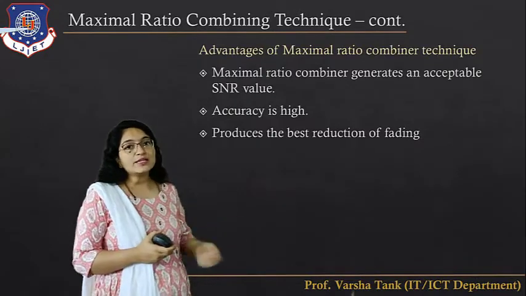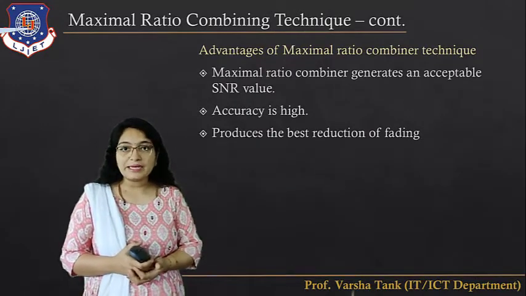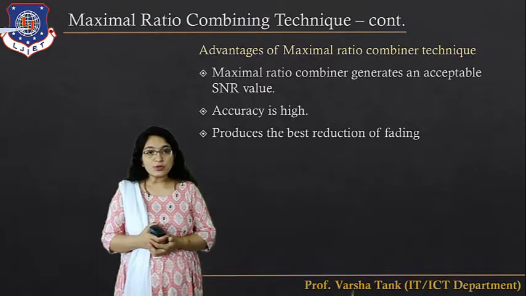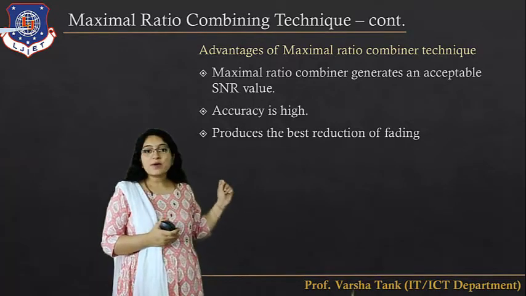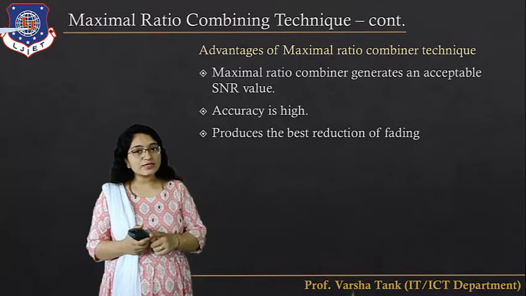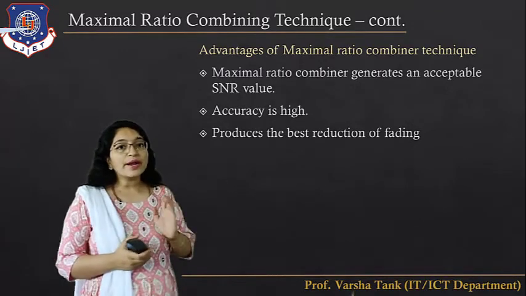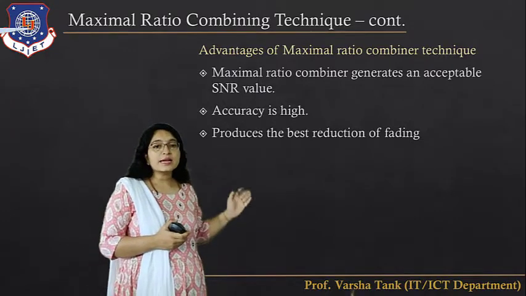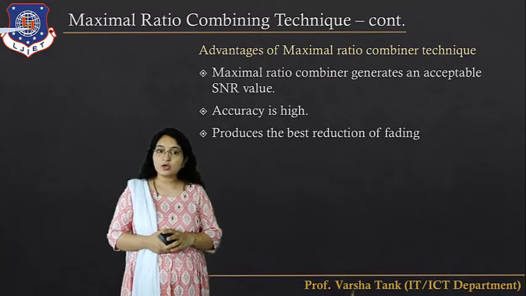Now what are the advantages of the maximal ratio combiner technique? The maximal ratio combiner generates an acceptable SNR value. Accuracy is very high compared to the other diversity techniques, and it produces the best reduction of the fading. So compared to the previous technique, here we have the best reduction of the fading.